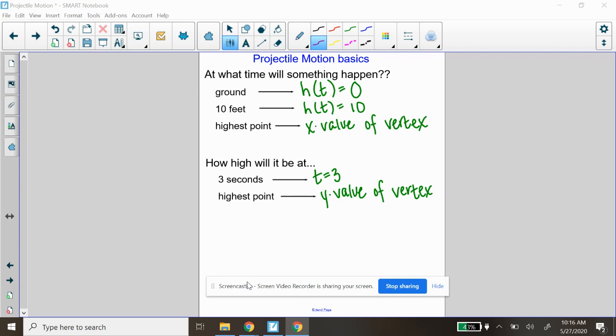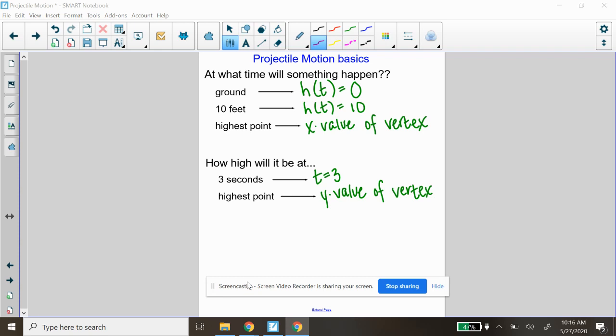All right, just to recap quickly for you here with projectile motion basics. If you are asked what time will something happen, for example when will it hit the ground, you are plugging in 0 for h of t. You're setting the equation equal to 0. If you're given some sort of height, for instance, 10 feet, you're going to set the equation equal to 10. And if you want to know the highest point, you're looking for the x value of the vertex.